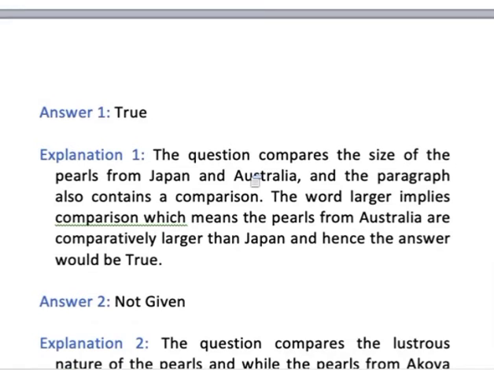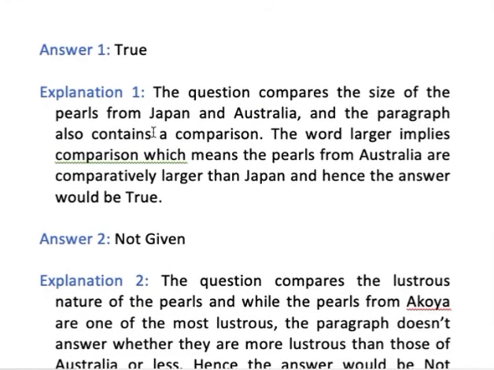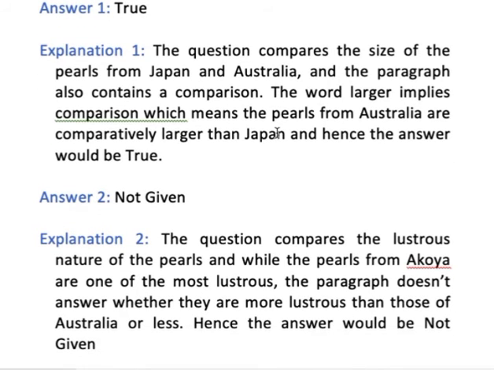Answer 1 is true. The question compares the size of the pearls of Japan and Australia, and the paragraph also contains a comparison. The word larger implies comparison, which means the pearls from Australia are comparatively larger than Japan, and hence the answer would be true. Answer 2 is not given. The question compares the lustrous nature of pearls, and while the pearls from Akoya are one of the most lustrous, the paragraph doesn't answer whether they are more lustrous than those of Australia or less. Hence, the answer would be not given.